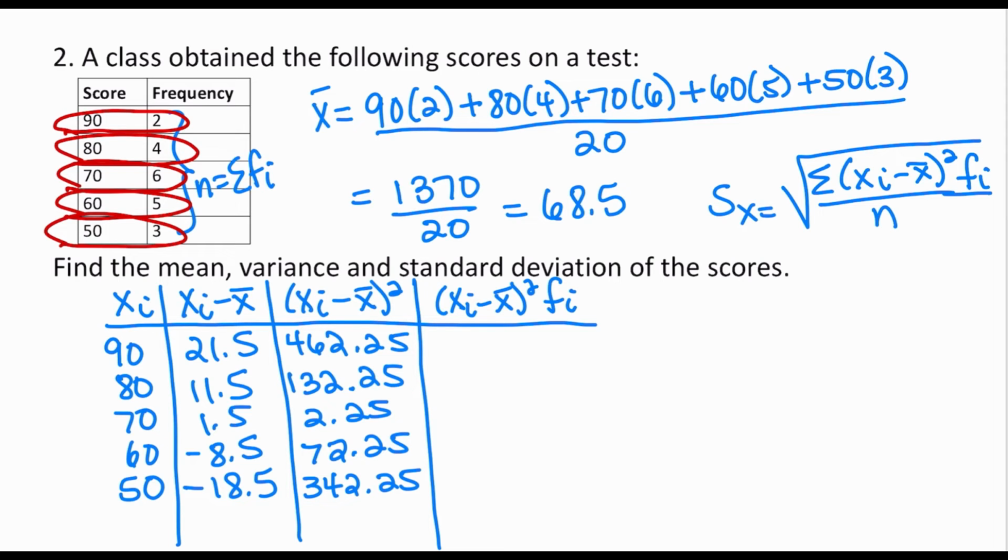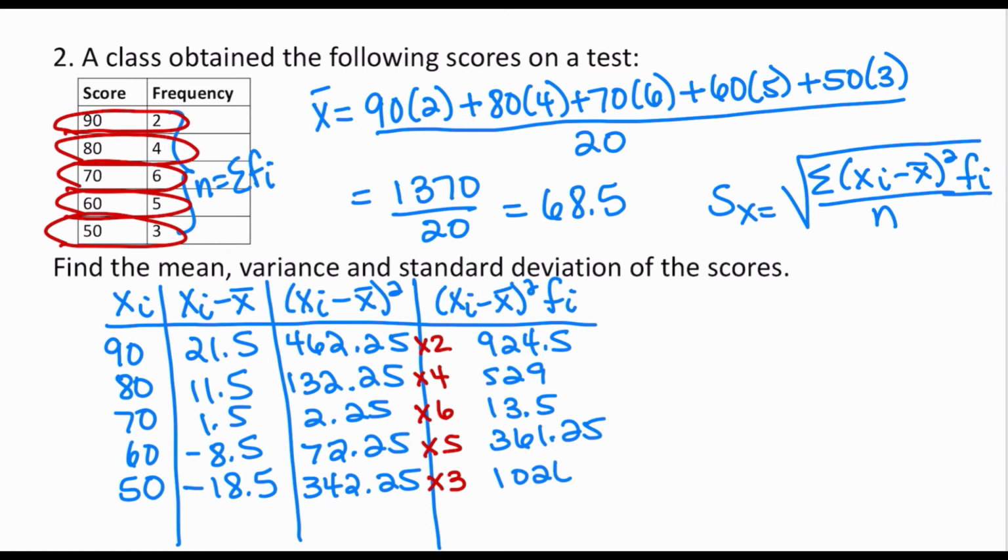The last thing we have to do is multiply that column by the frequency. So the first one is going to get multiplied by 2 because we know that there's a frequency of 2 for the 90s. Then the next one will be multiplied by 4, then by 6, by 5, and by 3. And I'm going to write down what those values are. 1026.8. Let's go ahead and find the sum of that last column. The sum is 2,855.